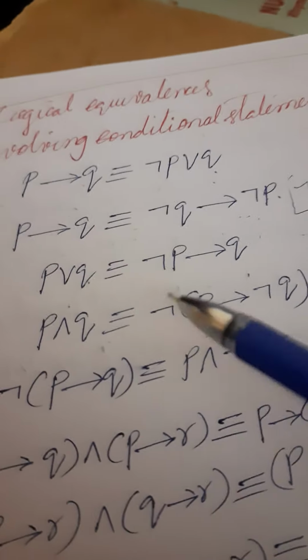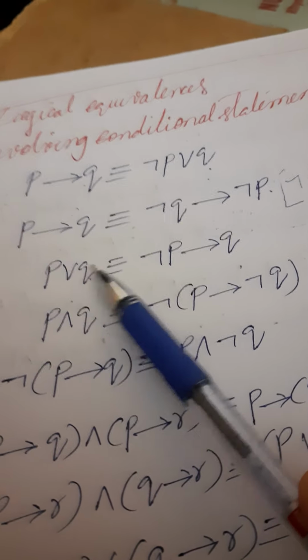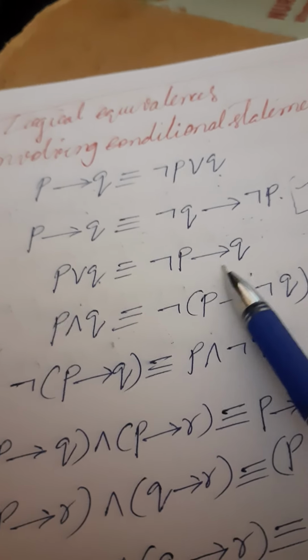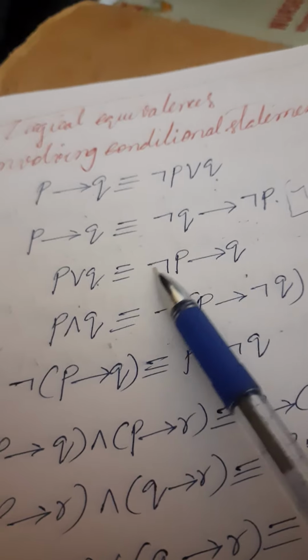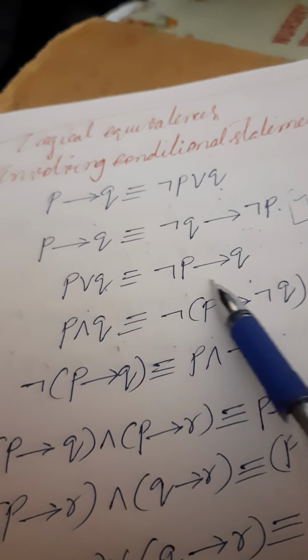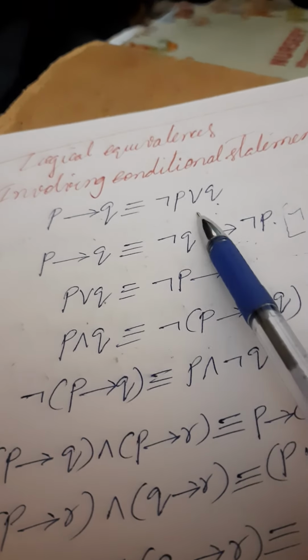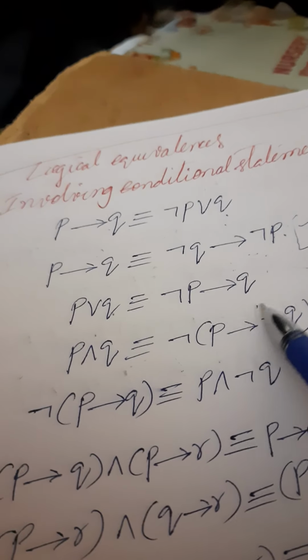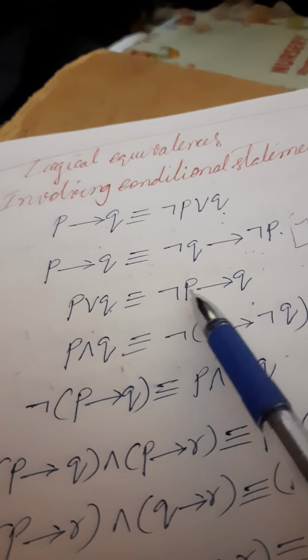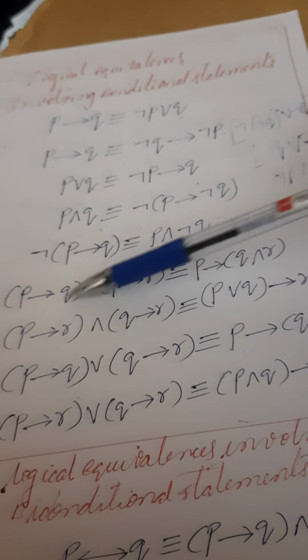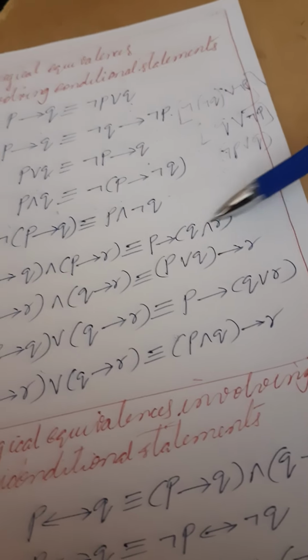Okay, next, P or Q is equivalent to negation P implies Q. If we apply the same formula, P implies Q equals negation P or Q, and if we apply it here, negation of negation P or Q, that means P or Q we will get. Okay, from these equations a question came. I will show the question also.